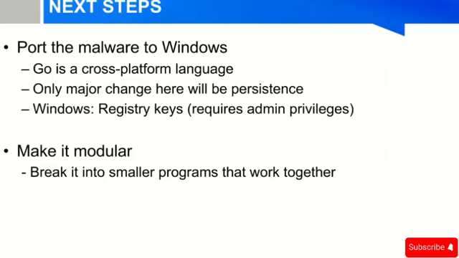So the first thing that you can try out is to port the malware to Windows, and the reason for that is that Go is a cross-platform language, and most of the code that we have written will actually work on Windows with little to no modification. So in our case, for example, the only major change that you will have to make will be for the persistence function. So for Windows, one way to achieve persistence, and actually the commonly used one, is to use registry keys, and that requires admin privileges.